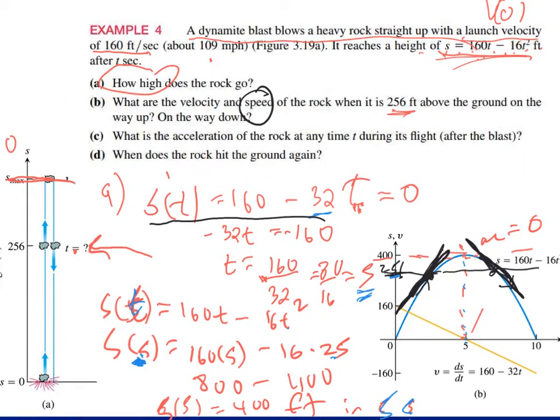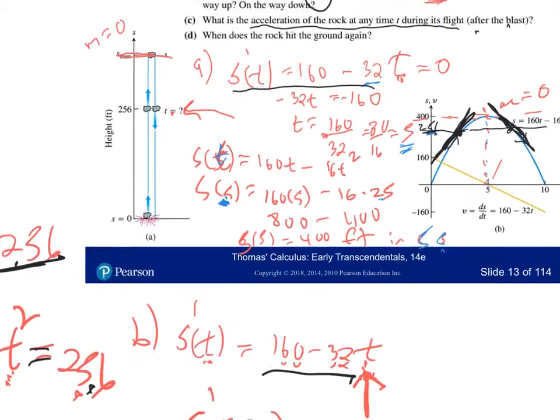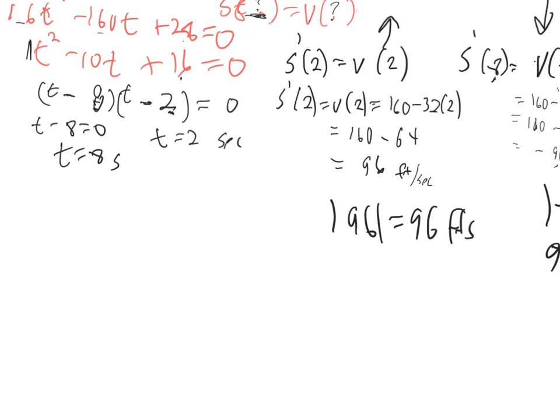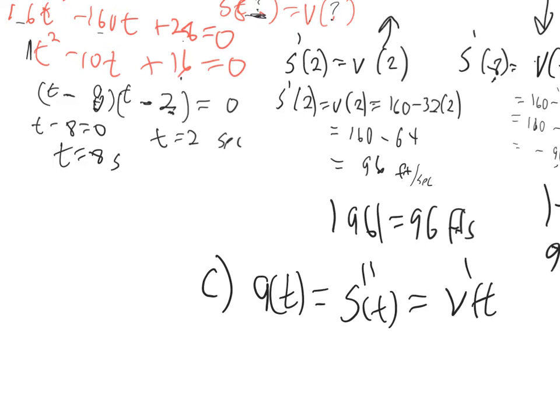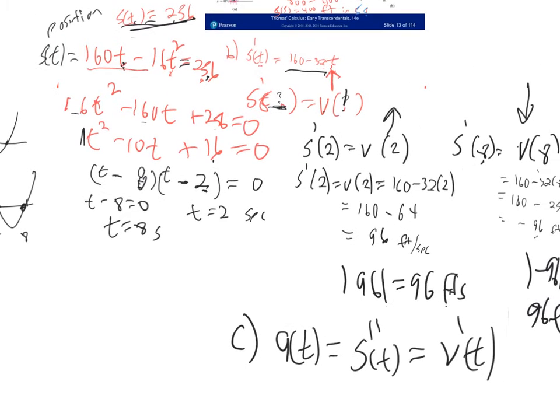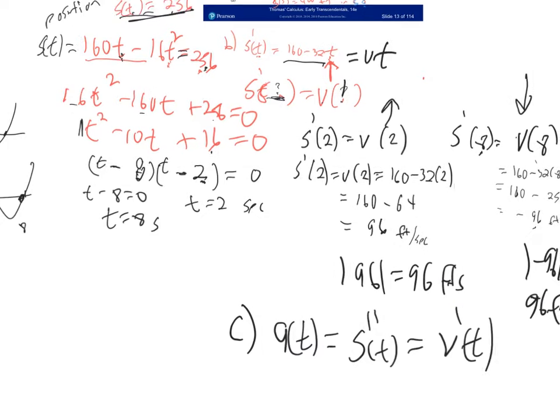B is done. C, what is the acceleration of the rock at any time during the flight after the blast? He's asking me, I believe, just for the generic equation of acceleration. So C will be the acceleration, which is technically the second derivative of position, which is technically the first derivative of the velocity. Pick whichever you want to do. Since I'm staring at my velocity equation right here, I'm going to use that.